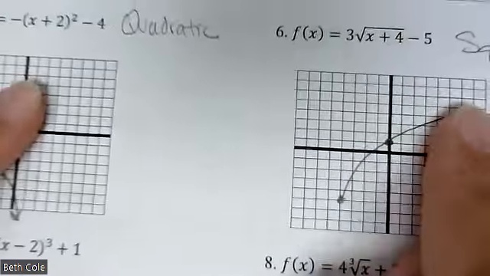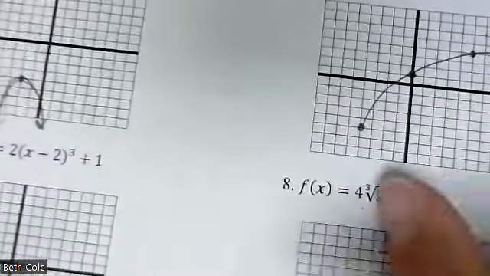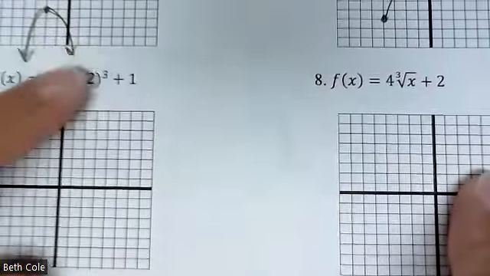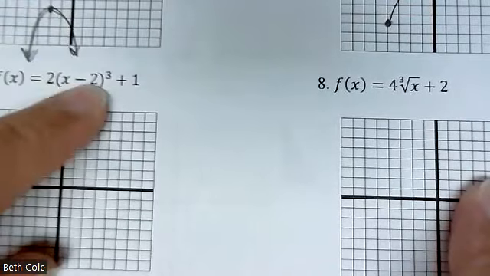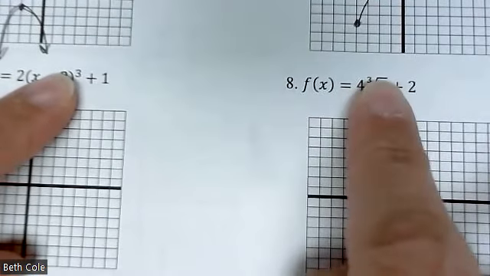So I put the quadratic and the square root together because those are inverses. I did the same thing with these two. What is this one called? Cubic, good. And then this one is cube root.